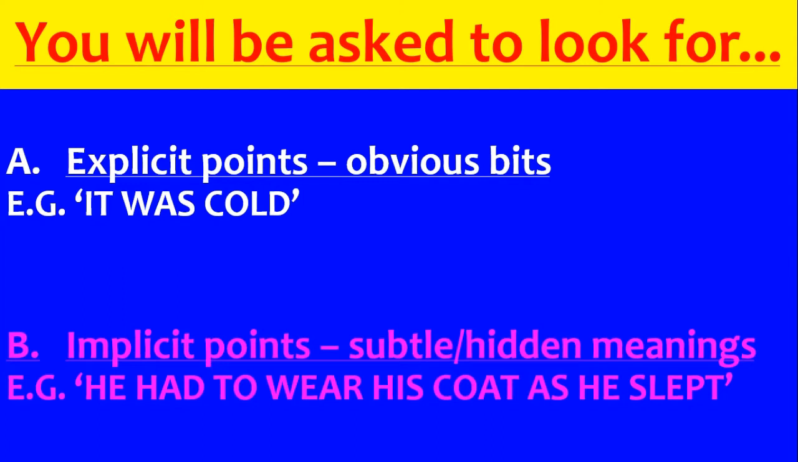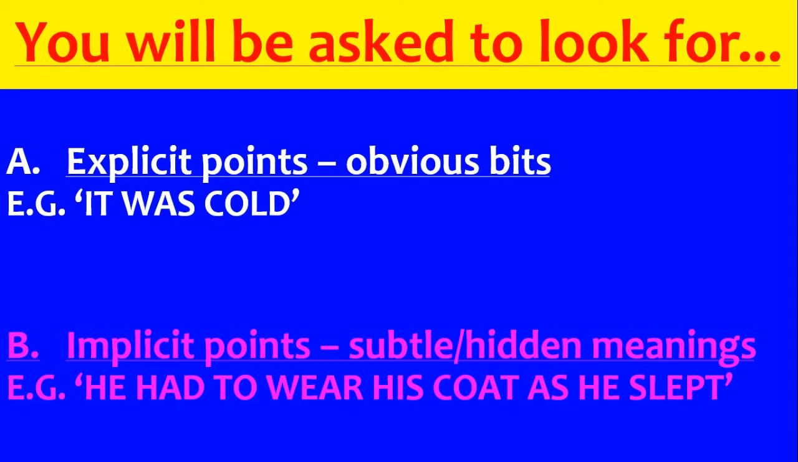These are more subtle. These may be hidden meanings in the text. So instead of just saying "it was cold", which is an explicit point, telling me someone is freezing or feeling cold, "he had to wear his coat as he slept" suggests that it's cold, because someone has to wear an extra layer when they're in bed because they're so cold under their duvet.